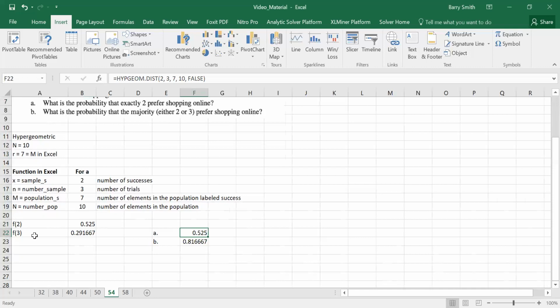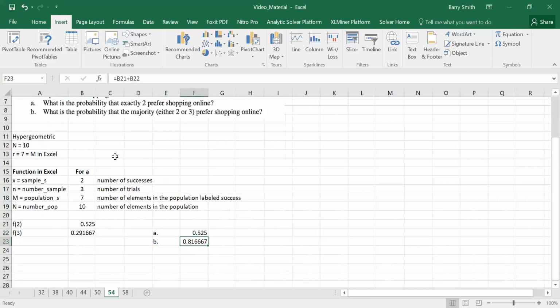Well, in this case, I actually have to do another calculation before I can find the answer to part B, because I have to find f of 3, either 2 or 3. And so here, instead of the first one being 2, it's going to be 3 for the number of successes. So we're going to need 3 successes, and then 3, 7, 10 again, and false. And so then B is going to be the sum of those 2 values, the f of 2 and f of 3, and that gives us 0.816667.